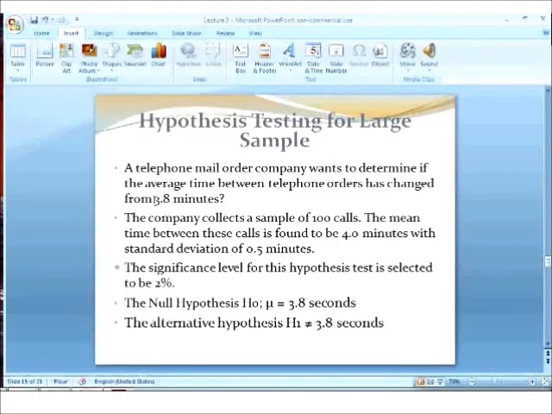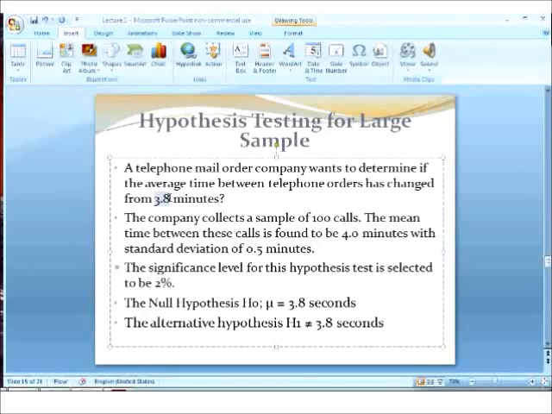So it could be an increase in mean time, 4.5 minutes, or it could be a decrease in mean time, 3 minutes. They just want to see the difference. They just want to see the change. It could be an increase, it could be a decrease. There is no definitive increase or decrease in that.